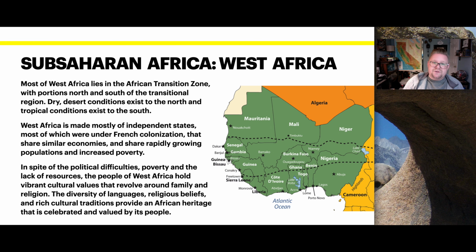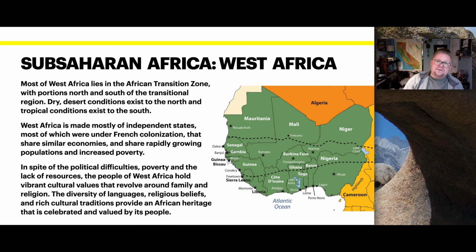So let's introduce West Africa. Most of West Africa lies in the African Transition Zone, with portions north and south of the transitional region. Dry desert conditions exist to the north and tropical conditions exist to the south. West Africa is made mostly of independent states, most of which were under French colonization, that share very similar economies and rapidly growing populations and also increased poverty.